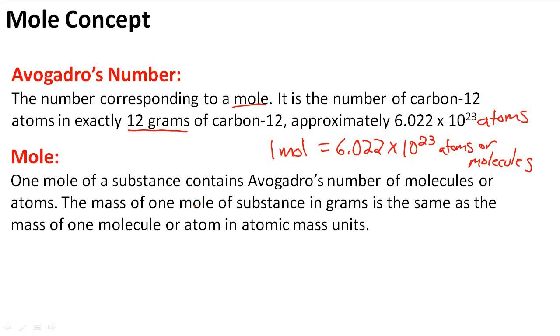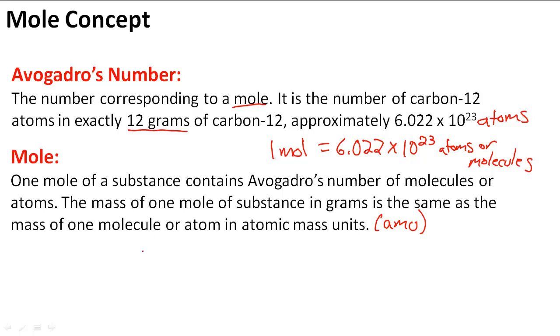So the mass of 1 mole of a substance in grams is the same as the mass of 1 molecule or atom in atomic mass units, or AMUs. Usually you find these atomic mass units using the mass number of the element for the atom you're talking about, or the elements when you're talking about a molecule. You add them up to figure out the atomic mass of a mole of a substance.